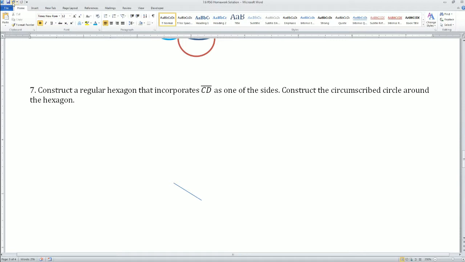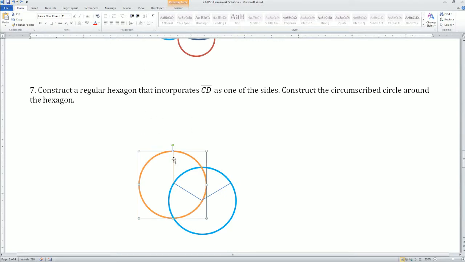Right, so the first thing I did is I constructed a circle around the line segment CD. Extend the radius again, because it's the same distance from the center to the circumference of the circle. From there, I constructed another circle using this radius, the blue radius. The blue radius helps me construct the orange circle. From the orange circle, I can construct another radius that gives me this line.